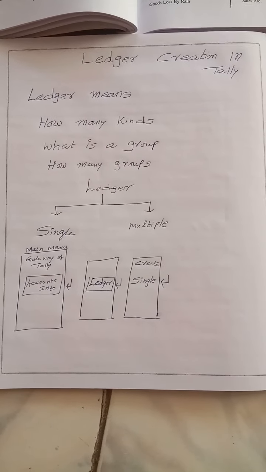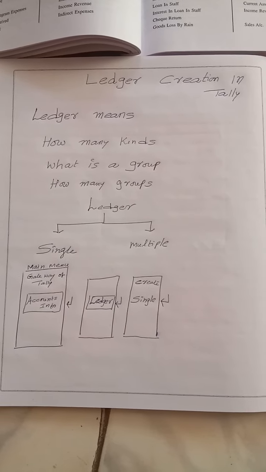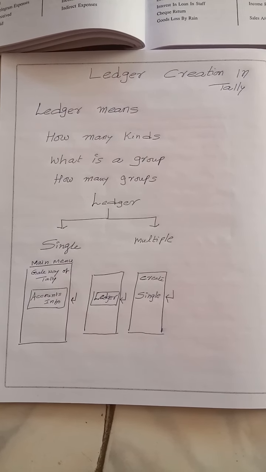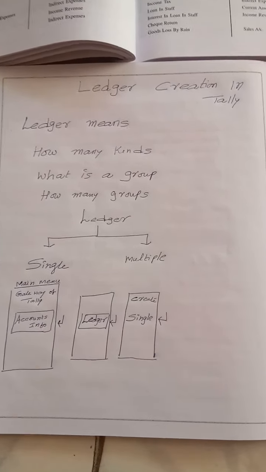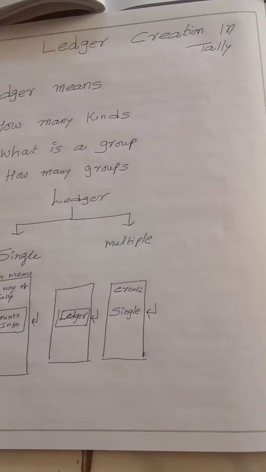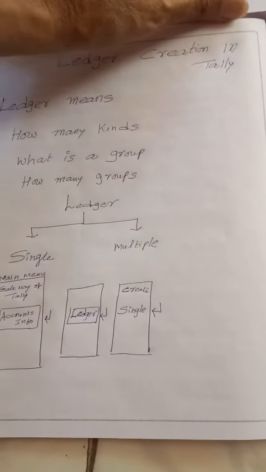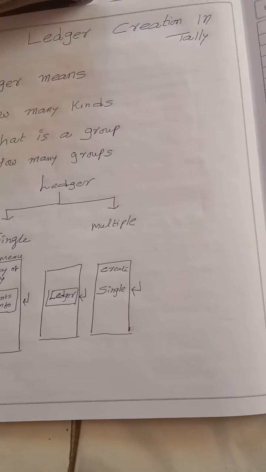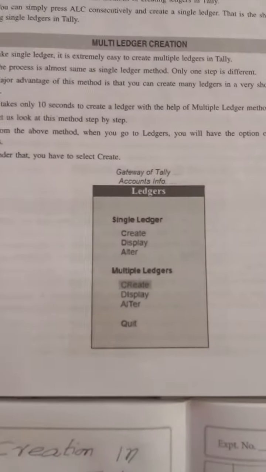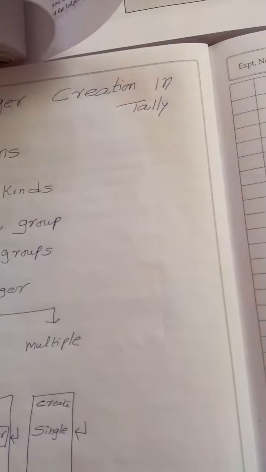Here there are two kinds of ledgers, my dear students, like single ledger and multiple. Single means creation of ledgers individually, that is known as single ledger. For this purpose, from main menu gateway of Tally, just select accounts info, then go to ledger, then you select create, then single or multiple. Creation of all ledgers at one place, that is known as multiple ledger.